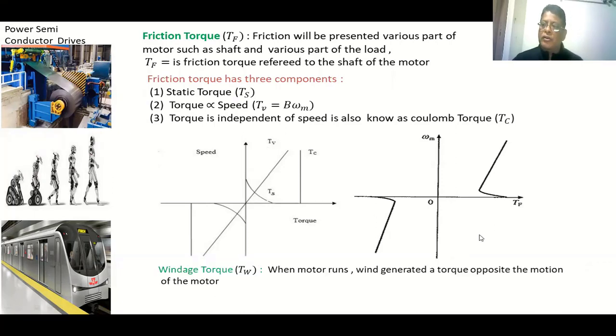Next, windage torque. When the motor is rotating, the wind offers some amount of opposition to the speed of the motor. We call that the wind torque, represented as T suffix W. It is always proportional to the square of the speed. So to remove that proportionality, we keep one constant. So T suffix W equals C into omega m square.